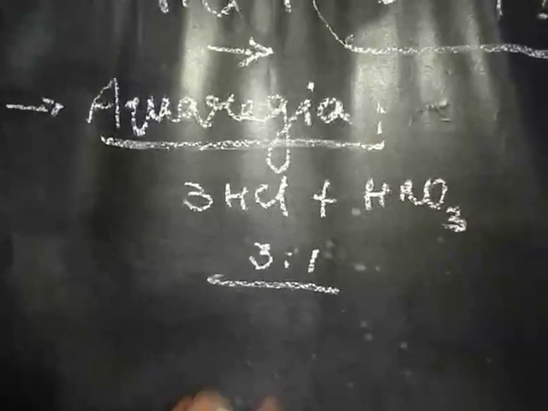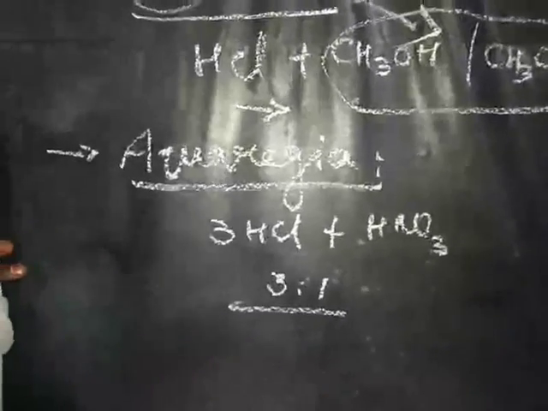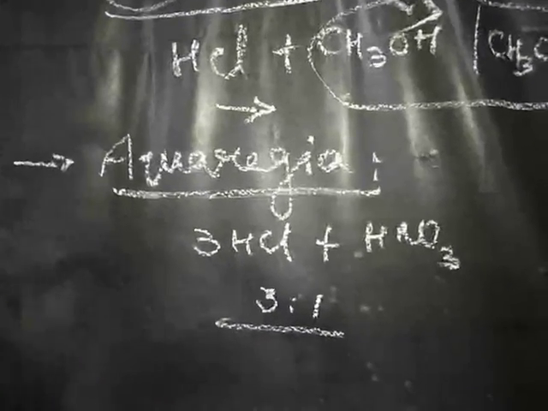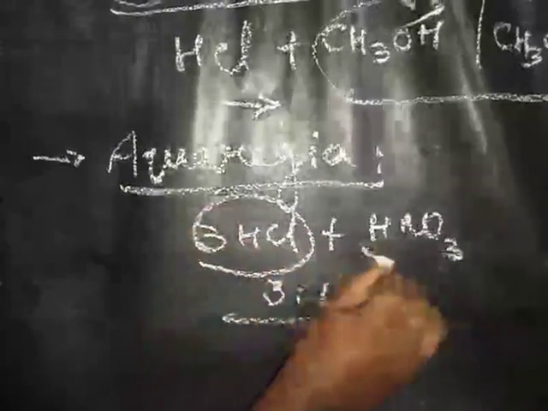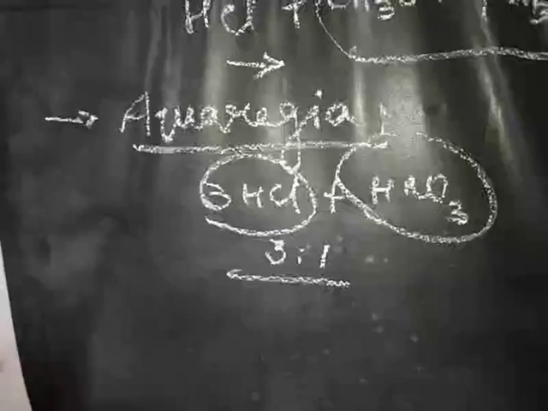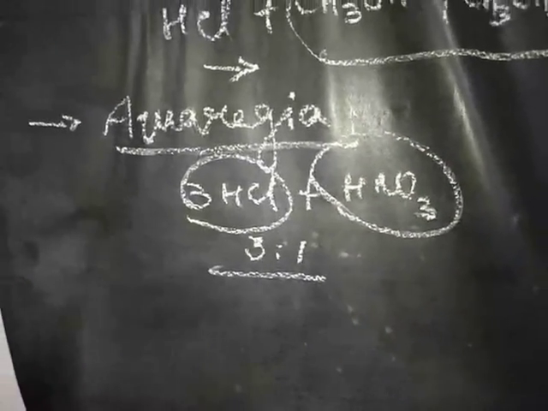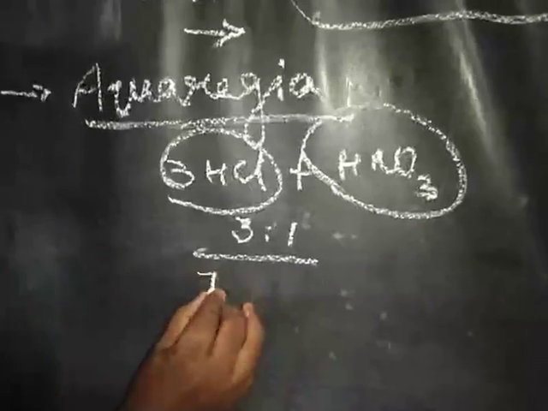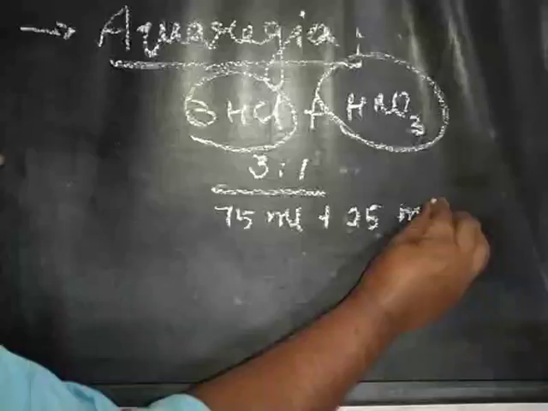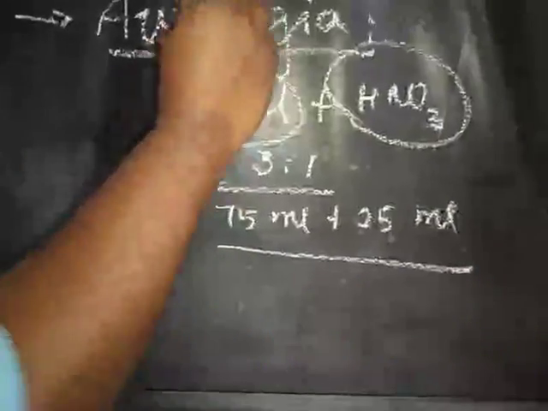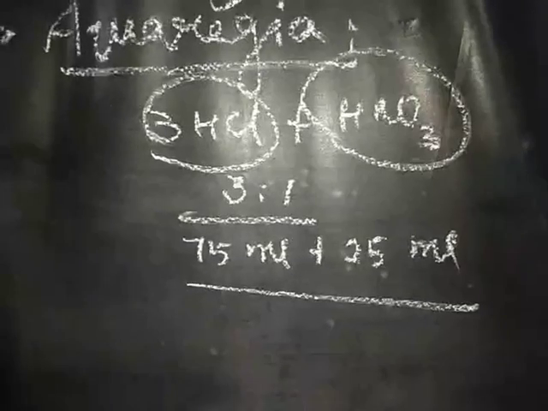So next one, aqua regia. What is meant by aqua regia? Aqua regia is a mixture of 3 parts HCl and 1 part nitric acid. That means 75 ml of hydrochloric acid and 25 ml of nitric acid. This mixture is called aqua regia.